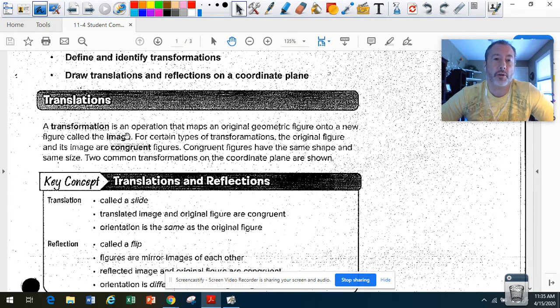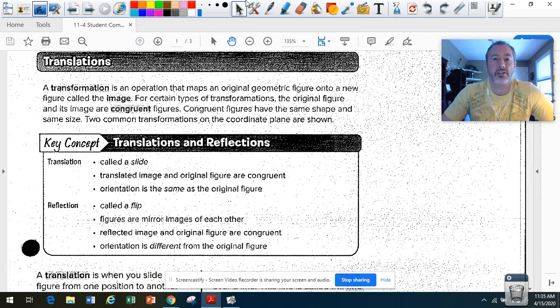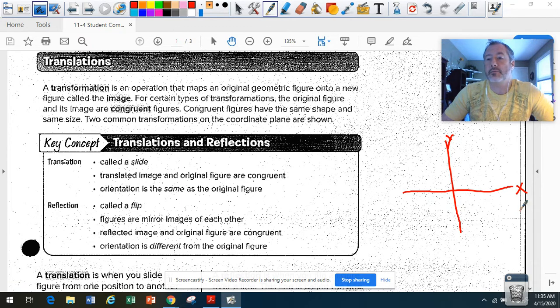It says two common transformations on the coordinate plane are shown. So we're going to look here on the coordinate plane. What are the two basic types we're going to be talking about today? As you remember the coordinate plane, it's this here. We have our y-axis here and we have our x-axis here. And we're going to move this shape across maybe the y-axis, maybe across the x-axis. We're going to reflect it across things. We're going to slide it. There's lots of things we're going to be doing.